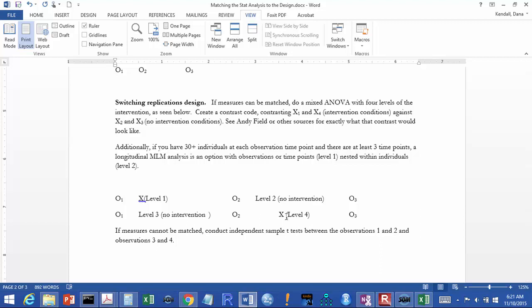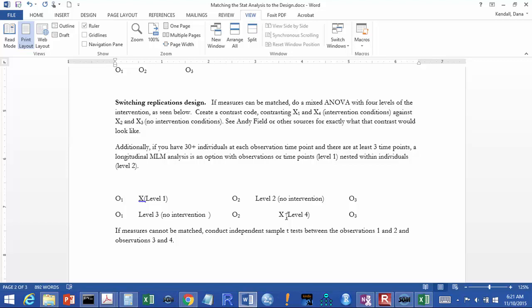All right, so I believe you can create a contrast code to do this. It's not important, all the details of how to do that. I think Andy Field gives some tips for how to do that if you need to do it. And again, if you can run an MLM, do so. Again, that's 30 plus people at each time point, and then at least 3 time points, which we have here.